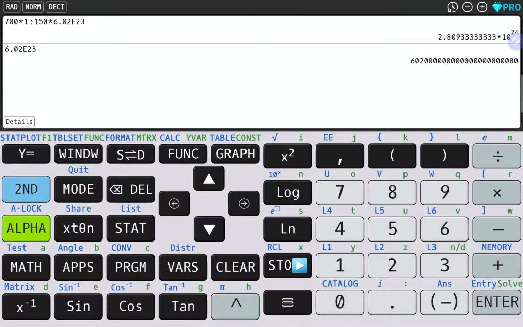So number 8, we have 8.05. Let's clear this off. 8.05, we're going to type second E 23, times 1, divided by 6.02, second E 23, times 233, divided by 1. And we get 311.5698.